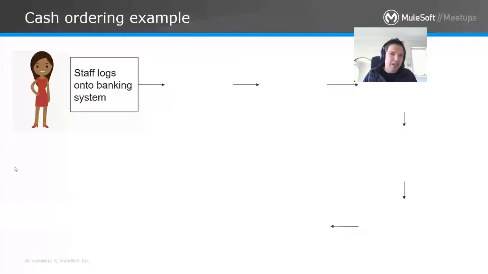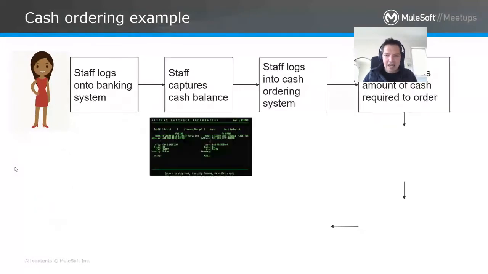So let's quickly look at an example where we could apply RPA. I'll take the example of a bank attendant who needs to order cash each day. For banks, this is a process that'll happen thousands of times each day and is very manually intensive.